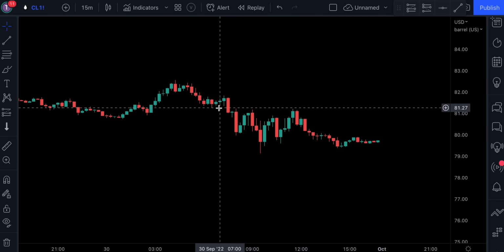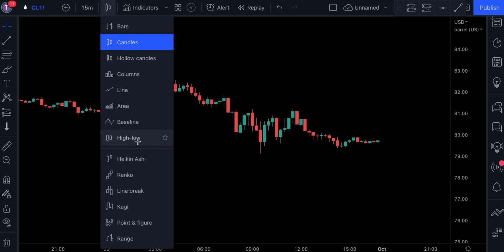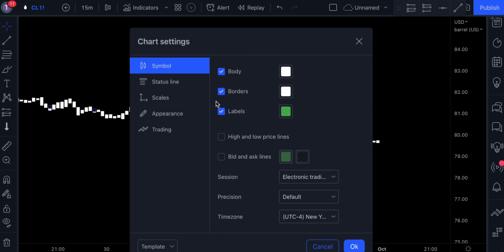In order to apply it to the chart, we need to first click on the candles tab and then select the high and low. As we can see, the chart looks much more simplified and there is less noise going on. You can customize the look of the chart by double clicking on it. You can change the color of the body, borders and labels. I personally like to keep them white and green.